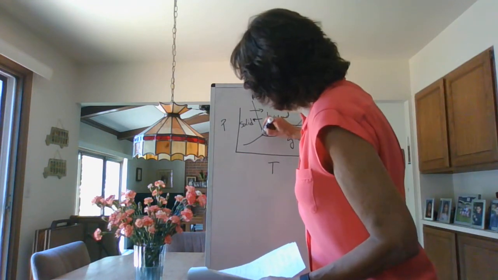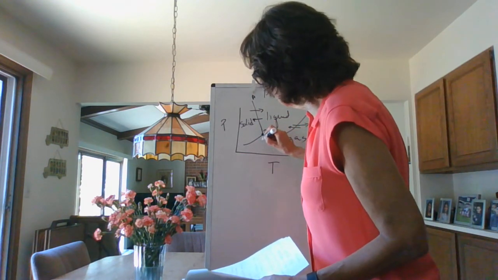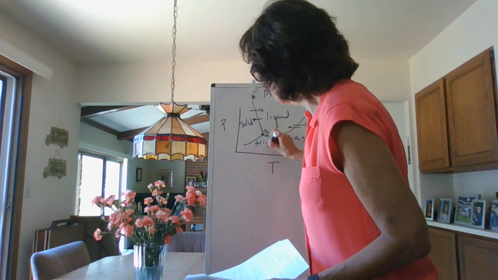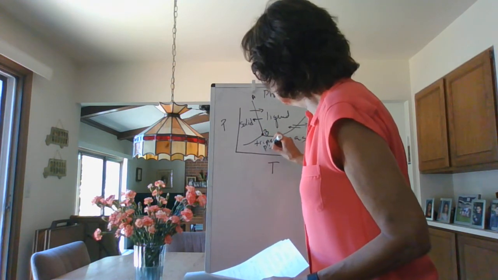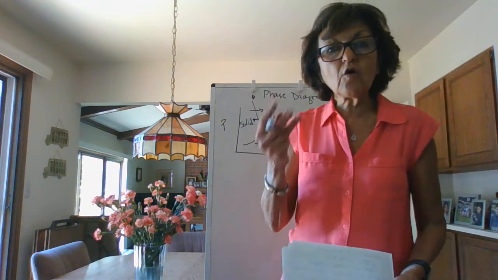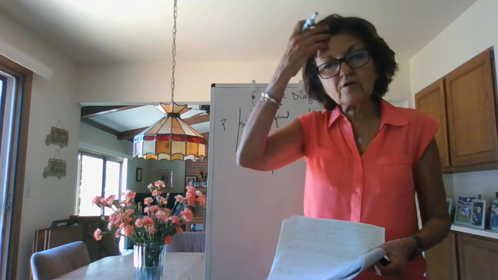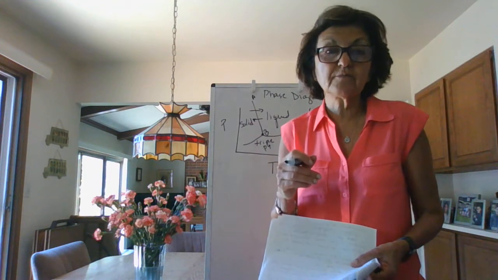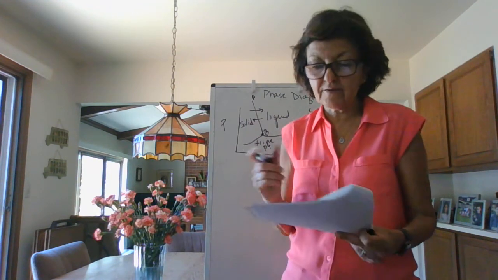This point over here is called the triple point. At this pressure and this temperature, all 3 states of matter exist in equilibrium. Okay, that's the triple point.